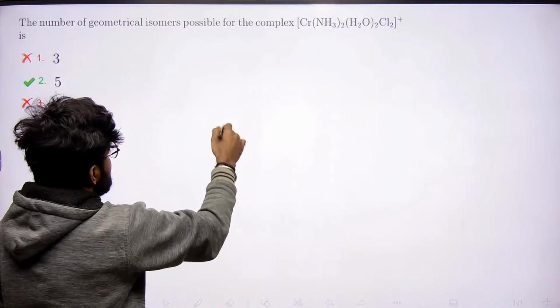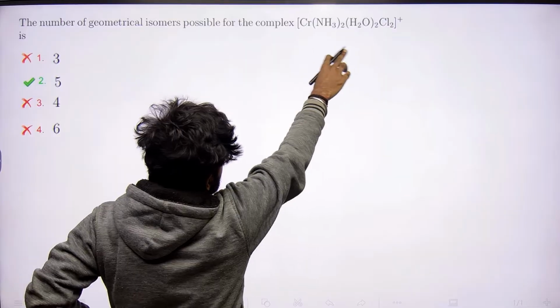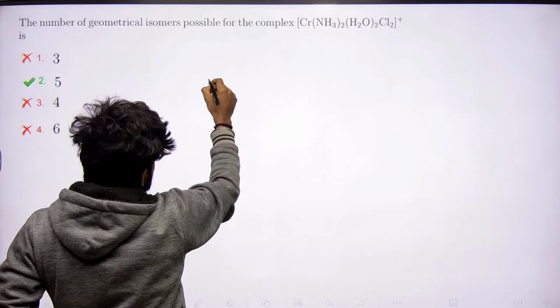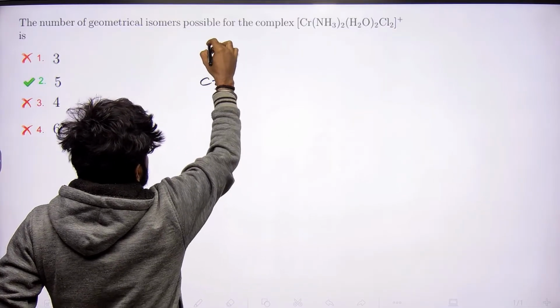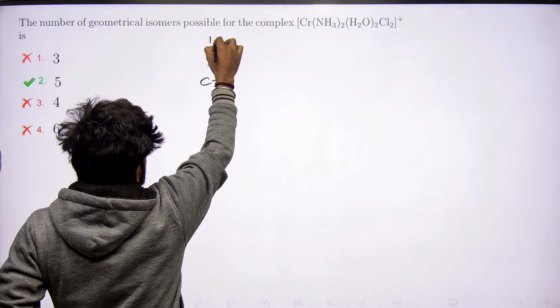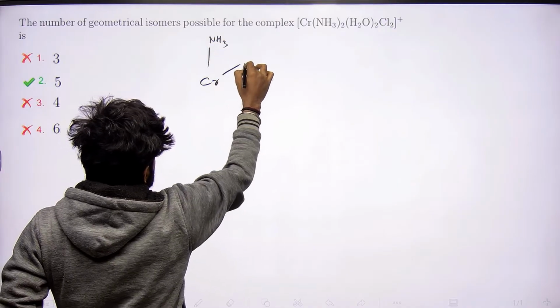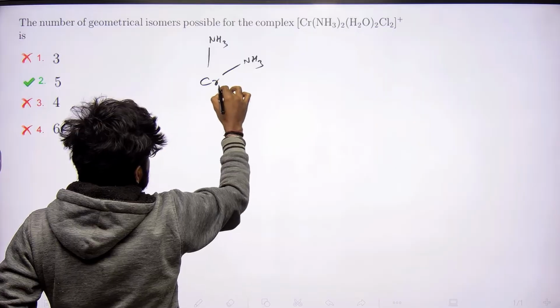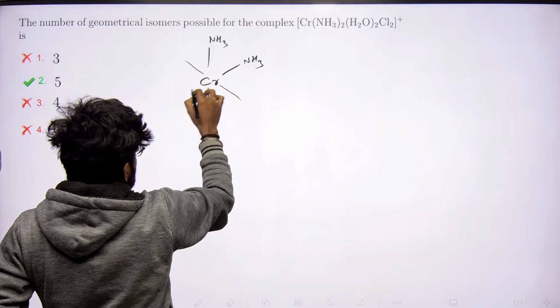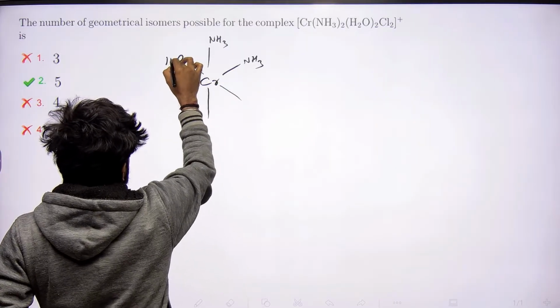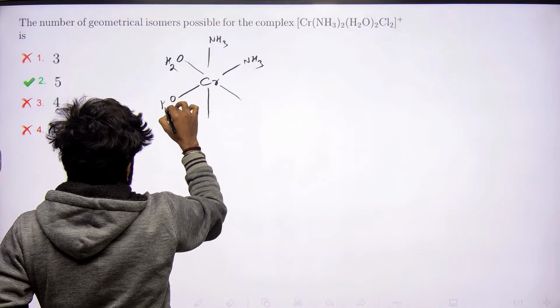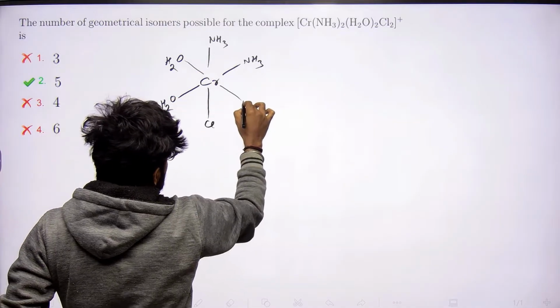Since we know that clearly it is an octahedral complex, we will draw a reference structure. For example, I am placing this NH3 cis to each other, means at 90 degrees. This is my reference and the rest I can place anywhere, right? So suppose this is the arrangement that I draw as a reference.